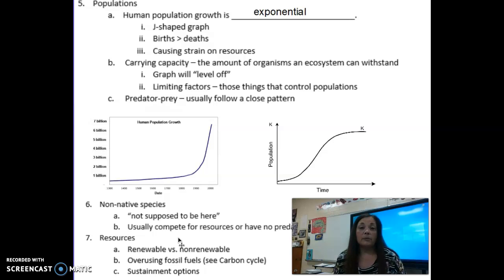Think about all the options we have. We're working on cars that are electric. We're working on different fuels that are not just gasoline, right? There's biodiesel where they use frying grease and different methods like that. Windmills, solar panels, different things like that. So that whole section on resources, I feel, is common sense, okay?